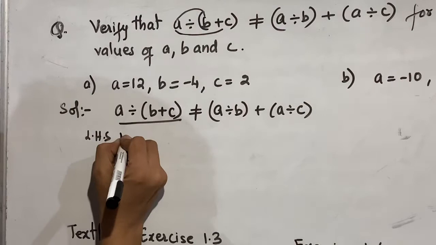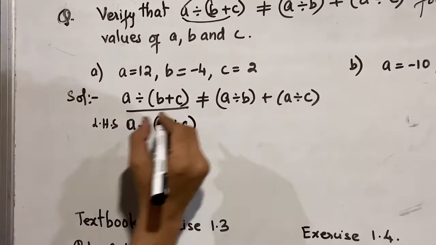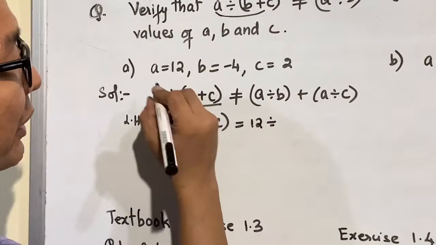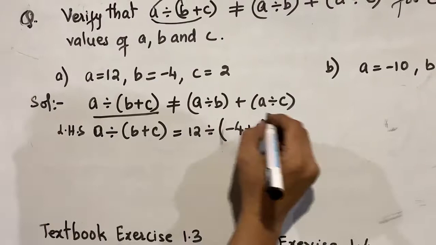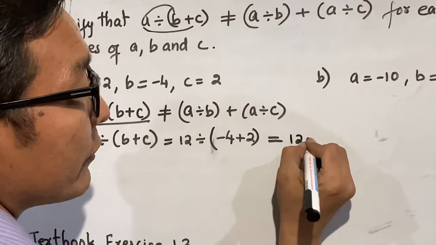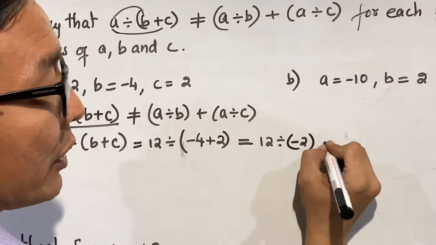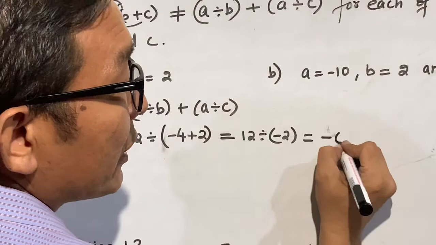Okay, let us write it down. A divided by B plus C is the left hand side. So let us substitute the value of A. A is 12, divided by B, which is negative 4, plus C, which is 2. When you solve this, 12 divided by negative 2 is, with unlike signs, negative. 12 divided by 2 is 6, so the left hand side is negative 6.